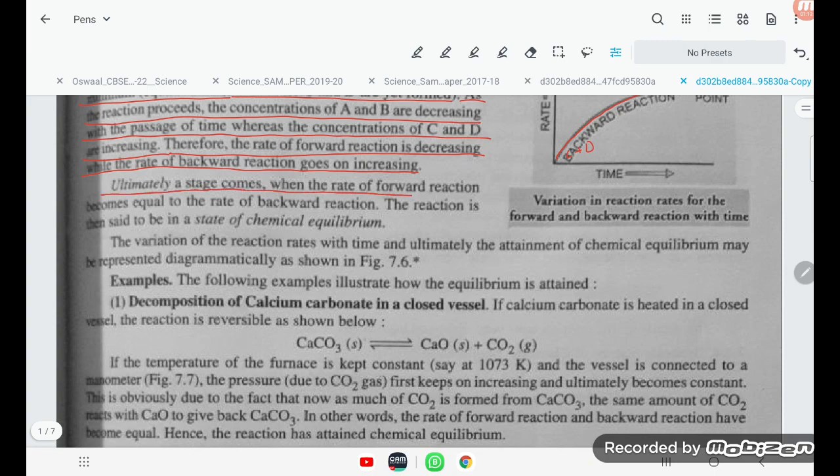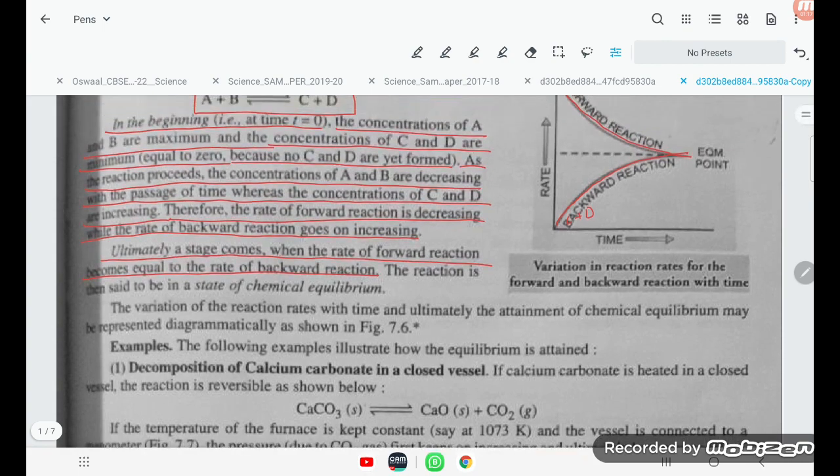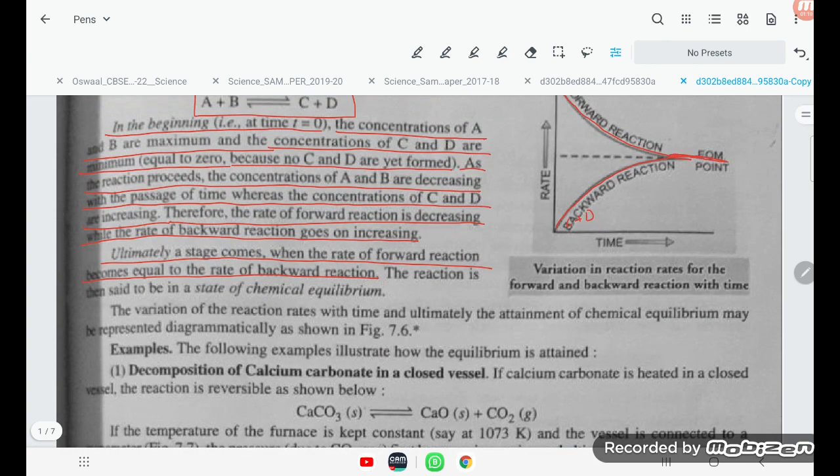Ultimately, a stage comes when the rate of forward reaction becomes equal to the rate of backward reaction. So this is the line where the forward and backward reactions become equal. The reaction is then said to be in the state of equilibrium. This state is what is called equilibrium, student.